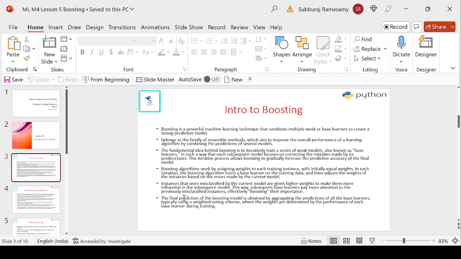The final prediction of the boosted model is obtained by aggregating the predictions of all the base learners. So, we have to aggregate the results of all the builds, typically using a weighted voting scheme, where the weights are proportional to the performance of each base learner or each build.